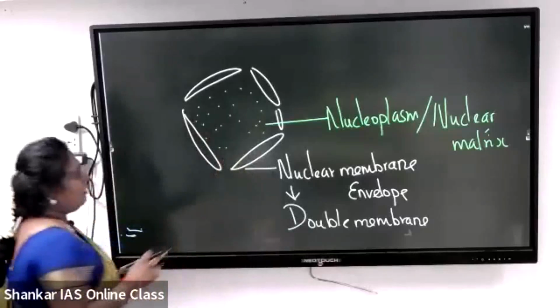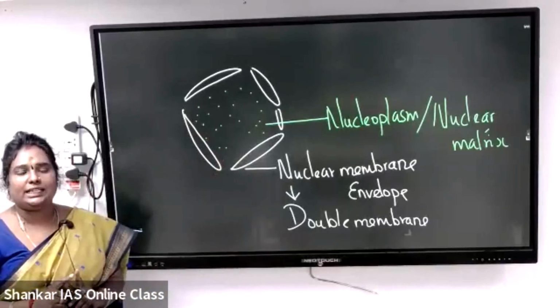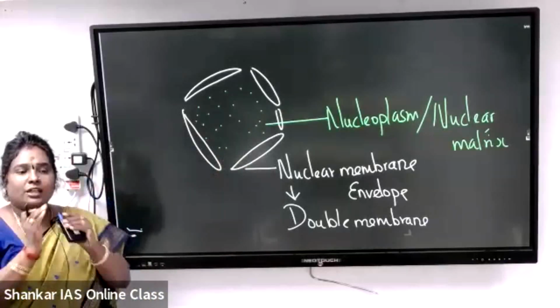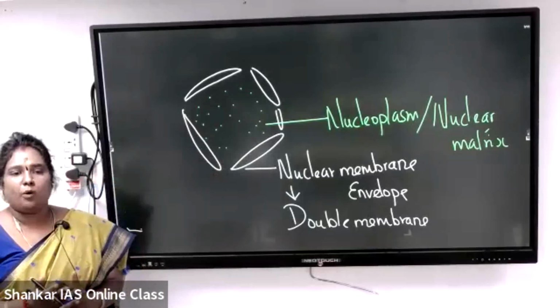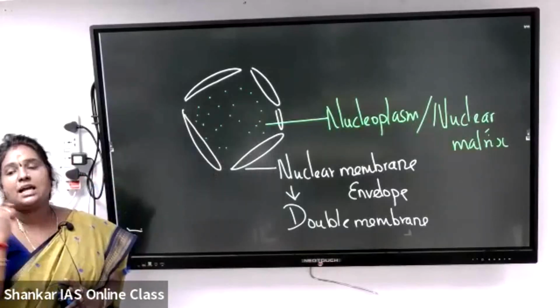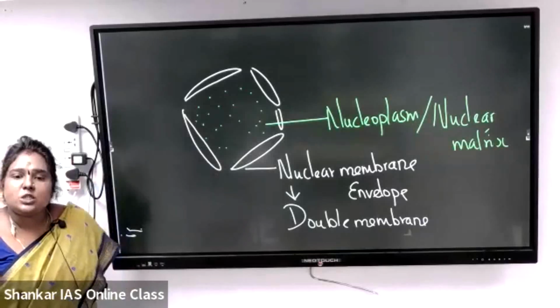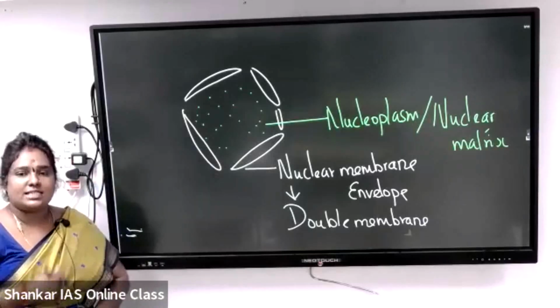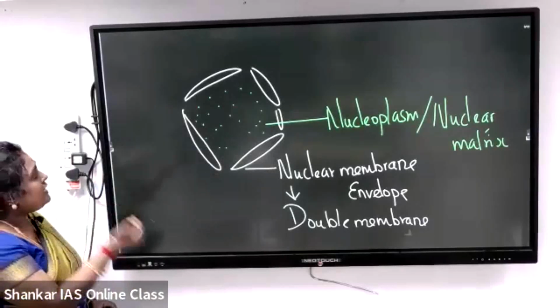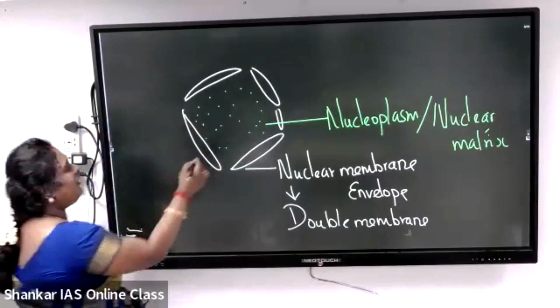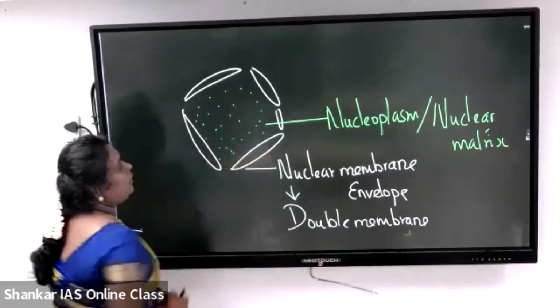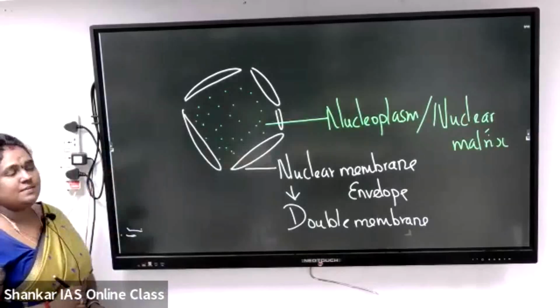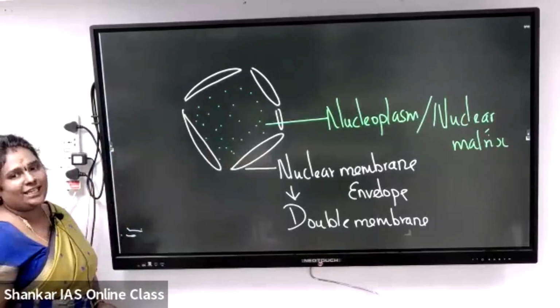The first diagram that I have drawn in white color, which is nothing but the nucleus, is enclosed by a boundary layer, and that boundary layer is a double membrane. We call it the nuclear membrane, or we can call it a nuclear envelope. Inside the nuclear envelope, we have a green color jelly-like thing, we call it nucleoplasm, we call it nuclear matrix.